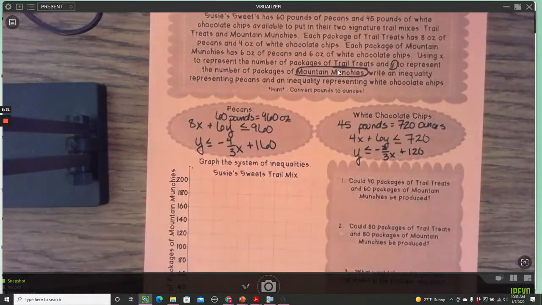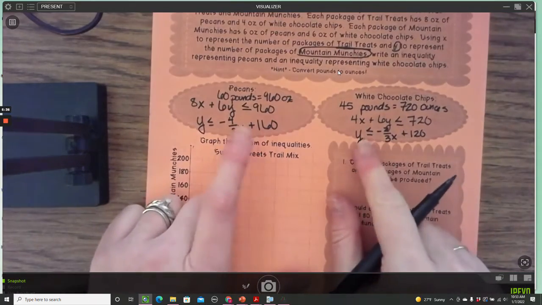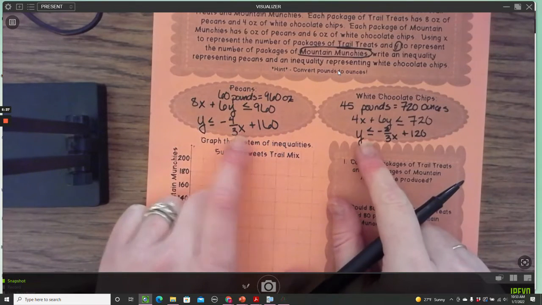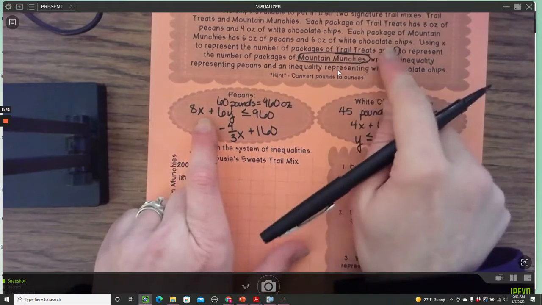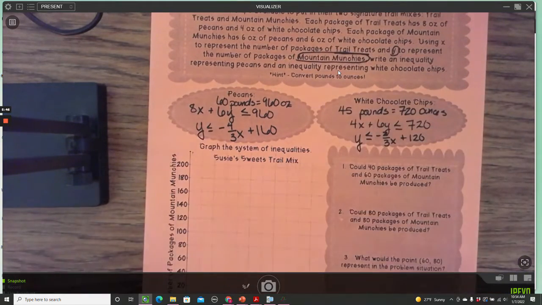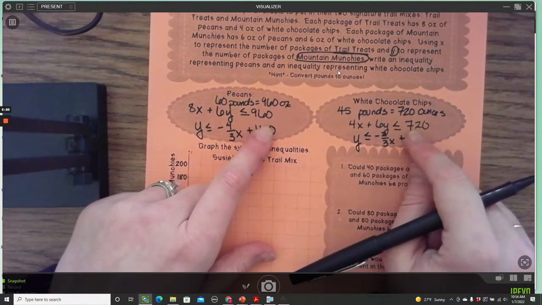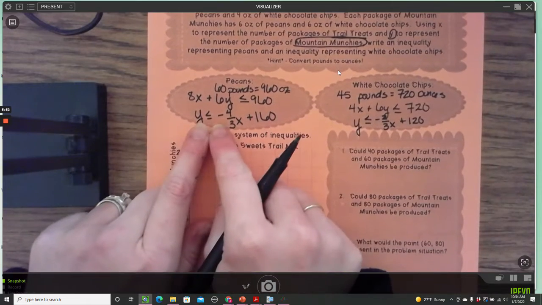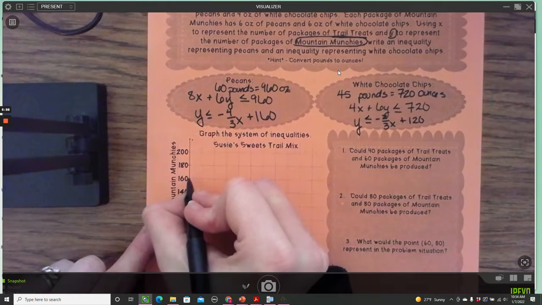So now I can graph these two inequalities, and that will tell me the amount of each, the x and the y, the amounts of Trail Treats and Mountain Munchies that I can make and where I need to stay. Let's do this one first. Plus 160, that's my y-intercept, so that's where I'm going to start.